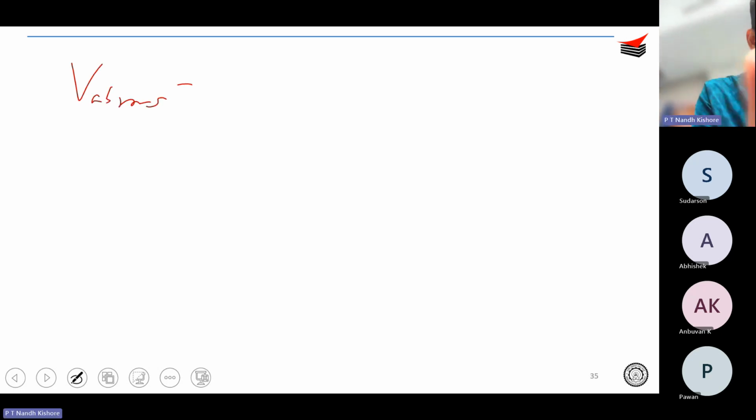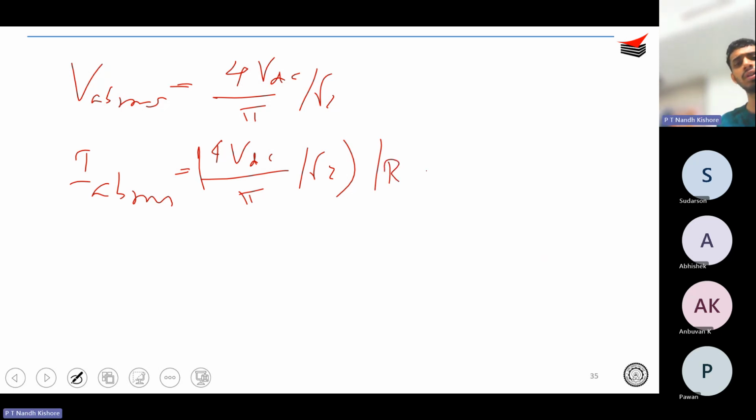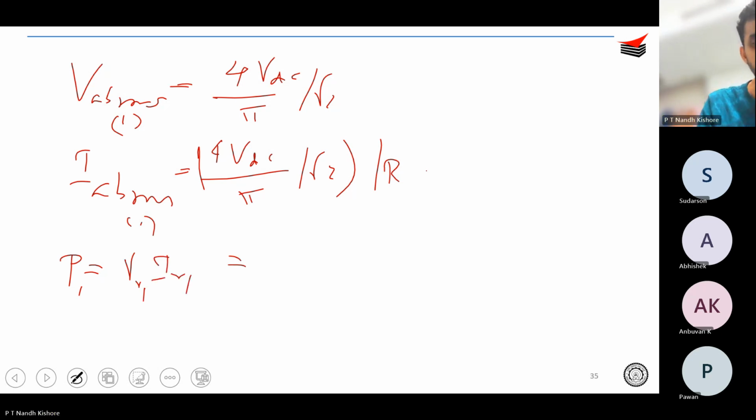IAB RMS is equal to 4 VDC by pi by root 2, whole divided by R. Okay. So the power is basically what? This is the fundamental. Fundamental power is basically V1 RMS into I1 RMS into cos phi, but phi is anyway 0 and therefore cos phi is 1.